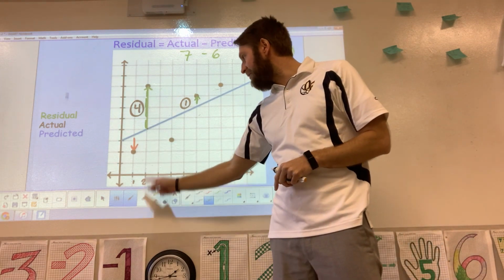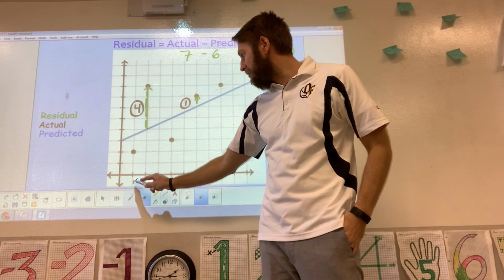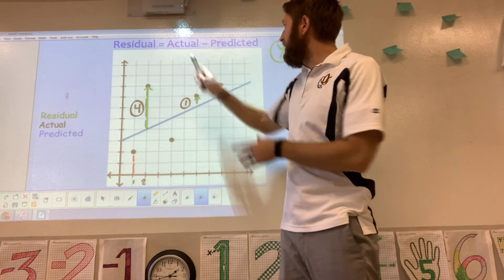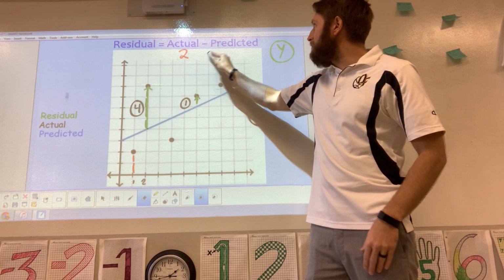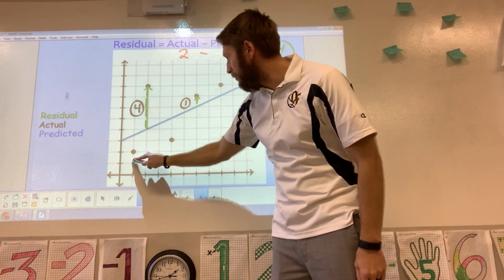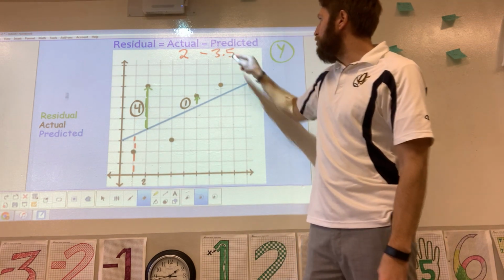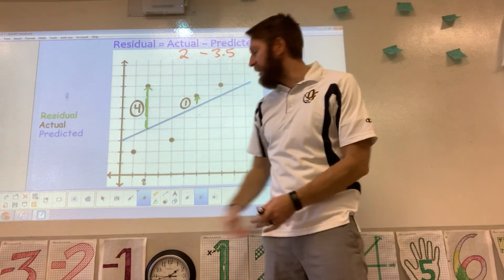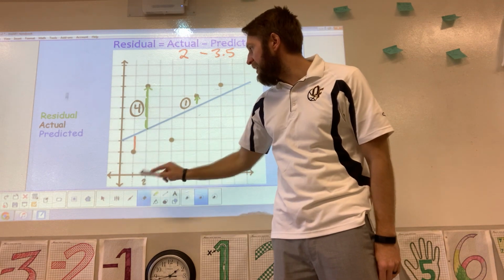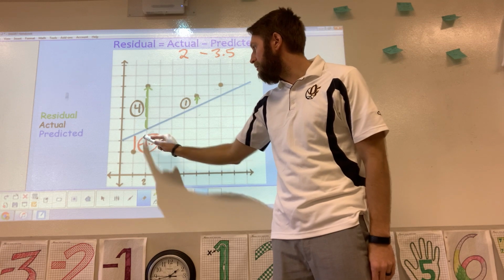So how do we get that negative number for that one right there? We go ahead and count the actual data. The actual data for this person right here is 2. We're going to go ahead and subtract the predicted amount, which the predicted amount for that person was 3 and a half. So 2 minus 3 and a half, that would be negative 1.5. And if you take a look, they are 1.5 spots underneath. That residual right there is negative 1.5.